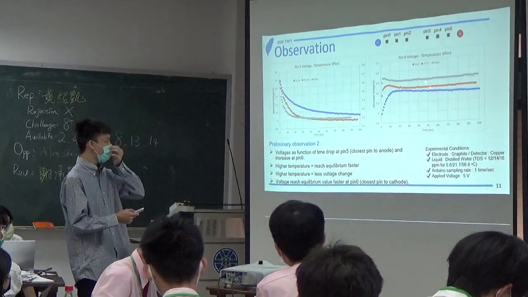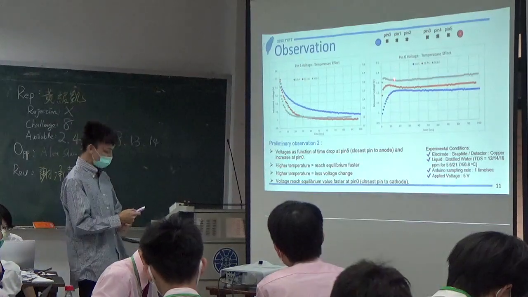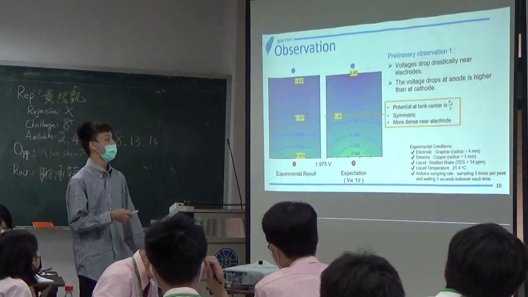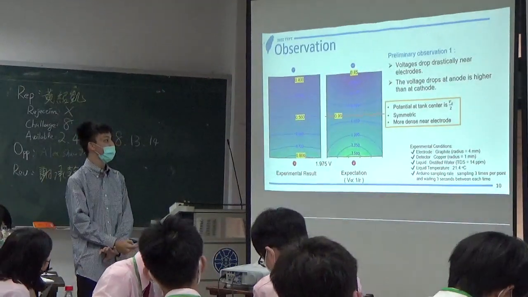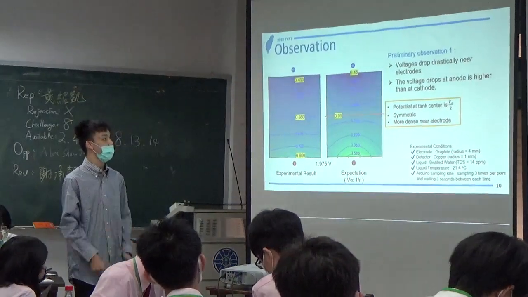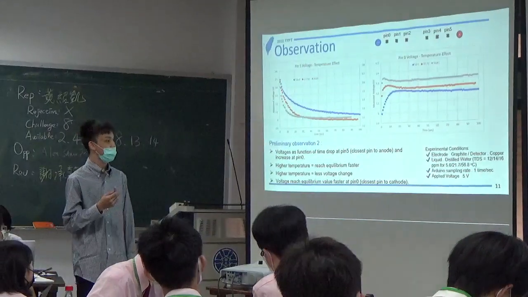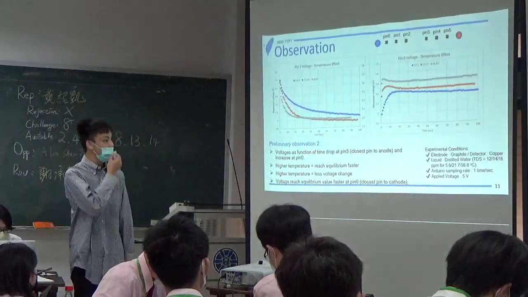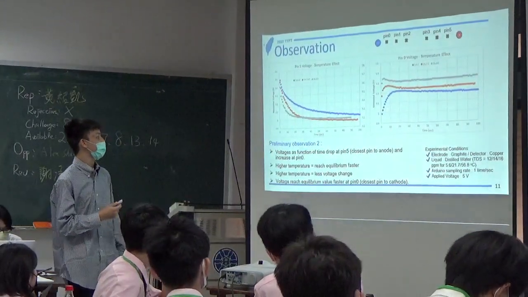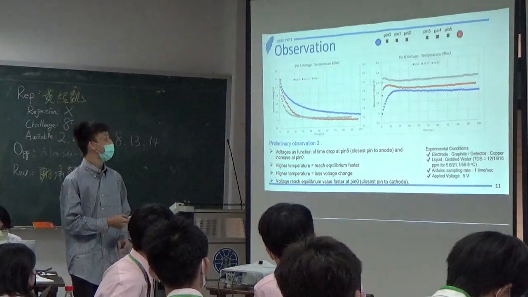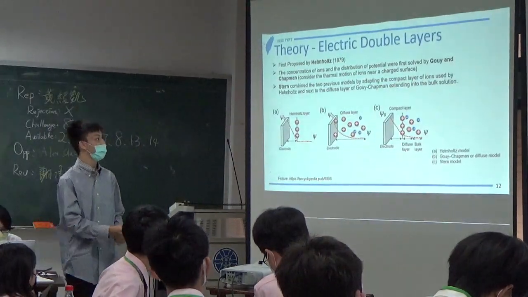Judging by this, we can go back to our previous observation that the voltage drop at the anode is higher than at the cathode. The above are our main observations, and now we will try to explain and justify them using a theory of electric double layers.